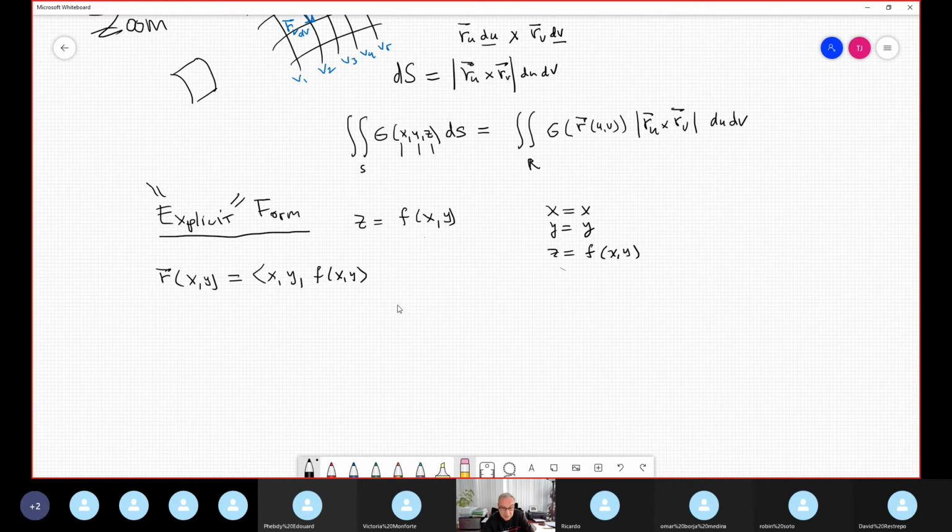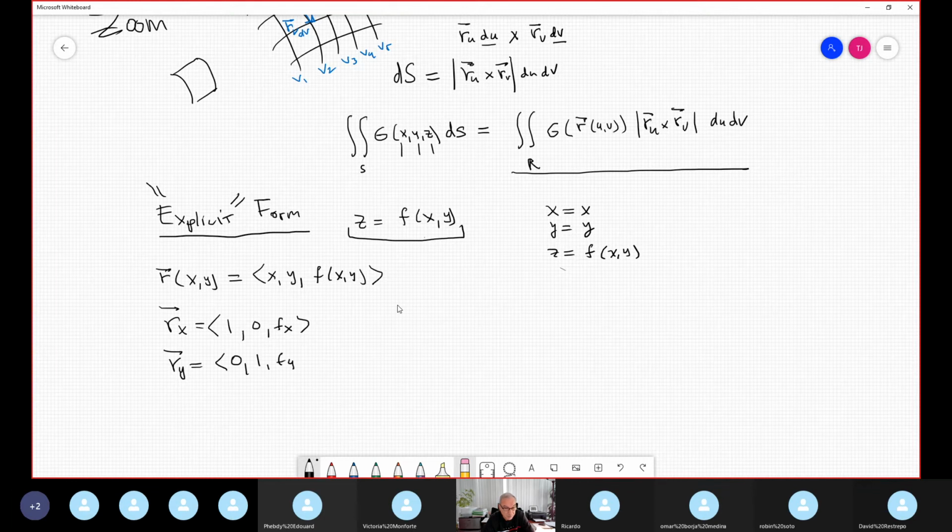Okay, in angular brackets. Yeah, I apply that formula, or I try to apply that formula. In that formula, I compute r_x. So you differentiate with respect to x. It gives 1, 0, and f_x. The derivative of x with respect to x is 1, the derivative of y with respect to x is 0, and the partial derivative of the function that represents our surface with respect to x is f_x. Likewise, you differentiate with respect to y, another parameter that we are using, and we have 0, 1, and f_y.